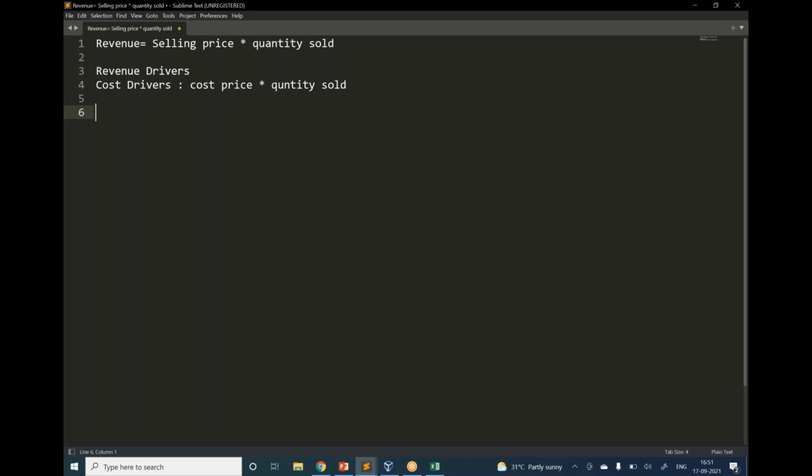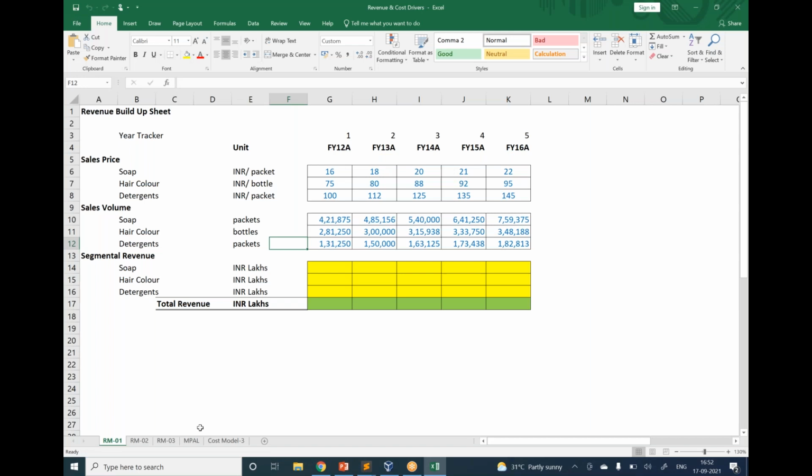Let me give you one simple example. Then slowly I will take you into a bigger problem. My first case study, RM01, gives the soap price and the volume. They're asking us to find the revenue of soap, hair color, and detergent, and the total revenue. Can you solve this and give me the answer? It won't be simple. It's like a warm up for you. Then I'll take you to RM02 and RM03, and you'll realize it's not so easy. But just to get a warm up, can you solve this?